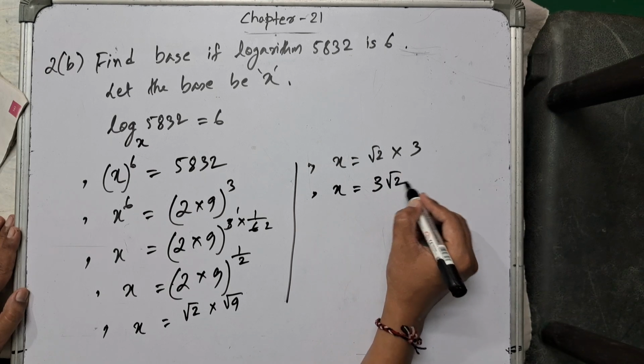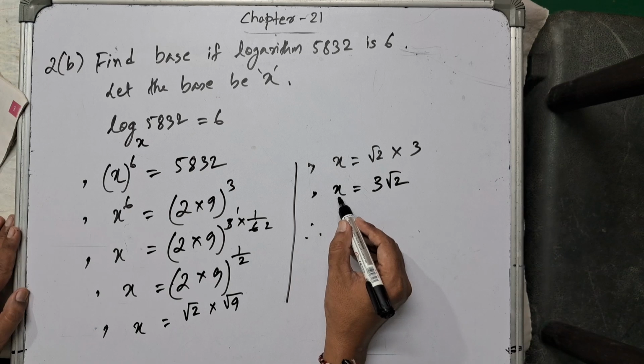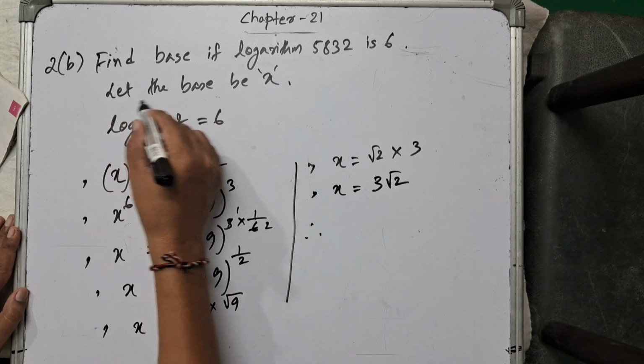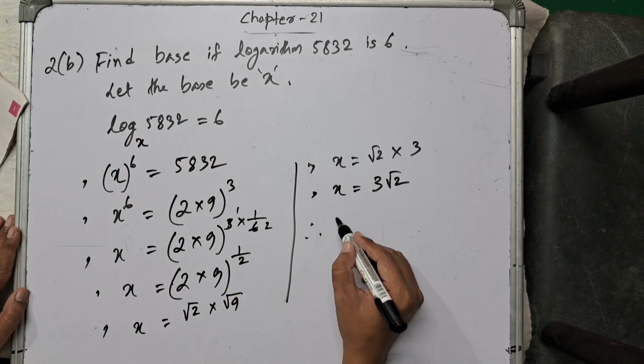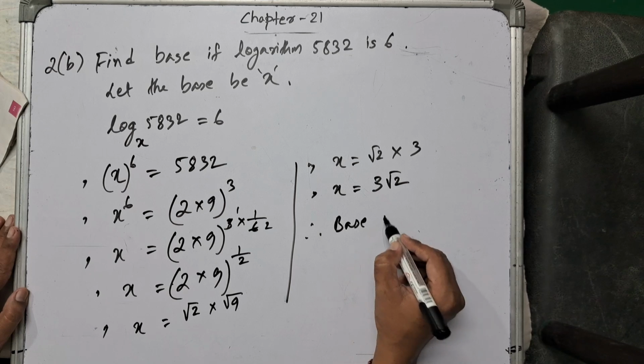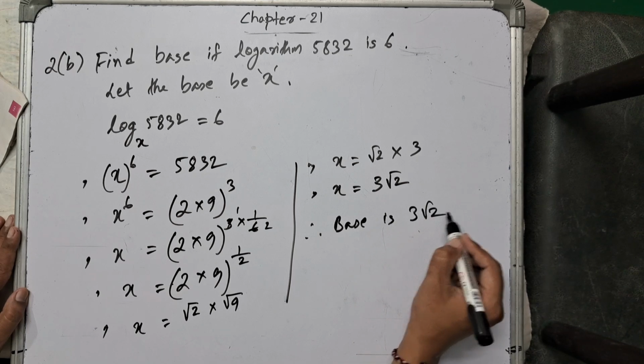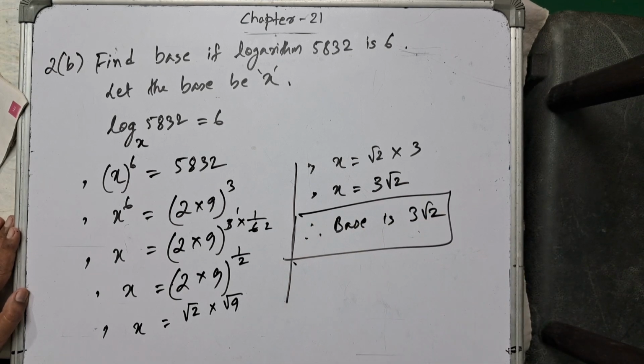So 3 root 2. Therefore, x means the base of the logarithm, isn't it? We had supposed the base of the logarithm. So base is 3 root 2. This is the solution for question number 2b.